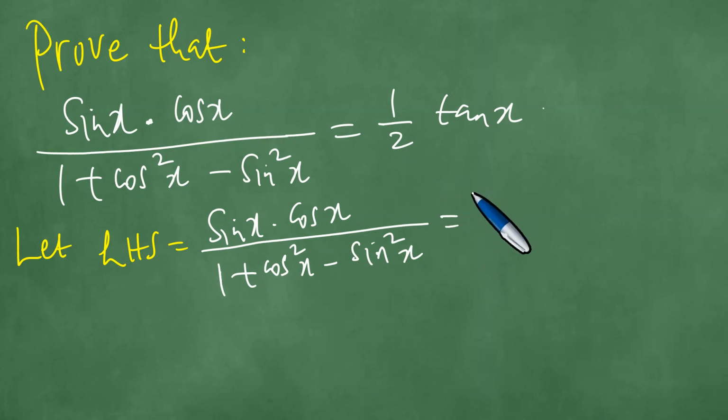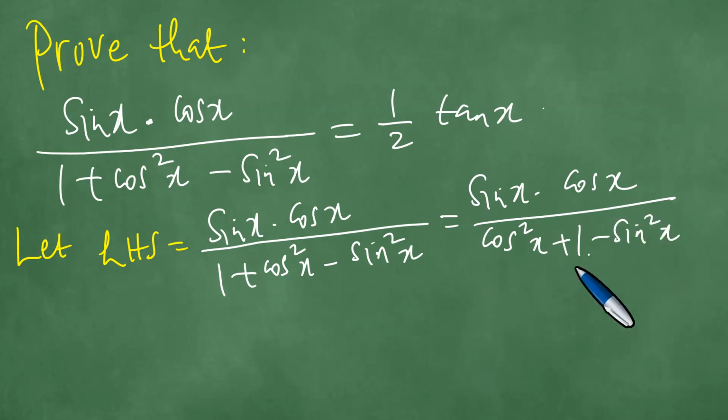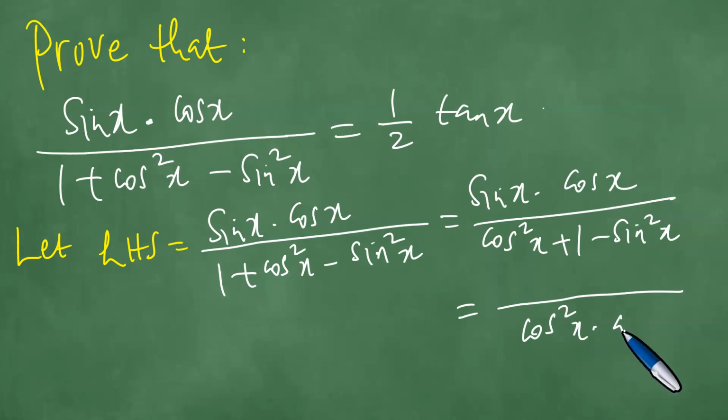It's very straightforward because in the numerator you have sine, cosine. In the denominator, you can just group the terms. This is cosine squared, then you put 1 minus sine squared. What is 1 minus sine squared? We completed before, 1 minus sine squared is cosine squared. So the 1 minus sine squared is cosine squared, and you have sine x times cosine x.